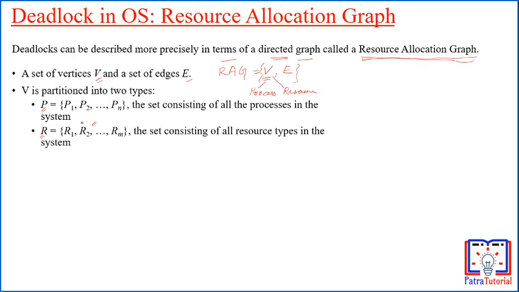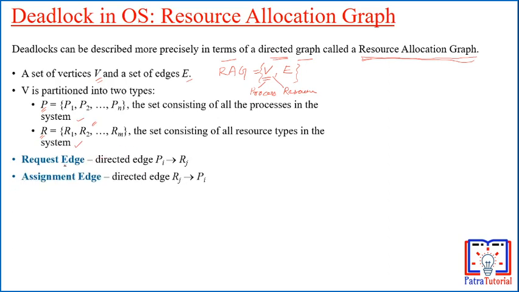So the vertices are of two types: the first one is process and the second one is resource. R is the set consisting of all the resource types in the system, and P is the set consisting of all the processes in the system. Next, there are two different types of edges: the first is the request edge and the second is the assignment edge.